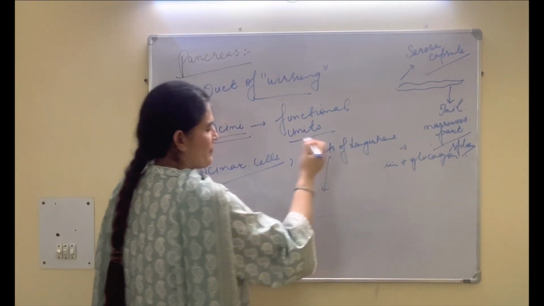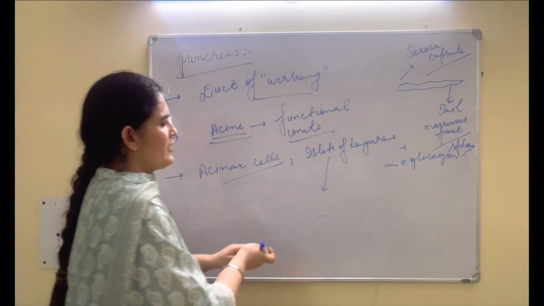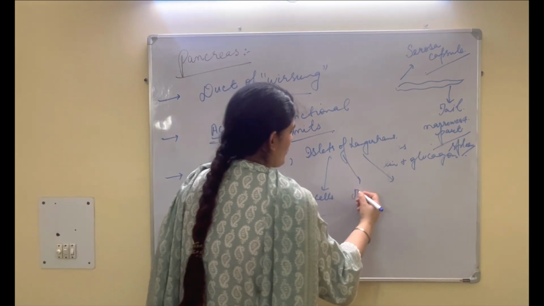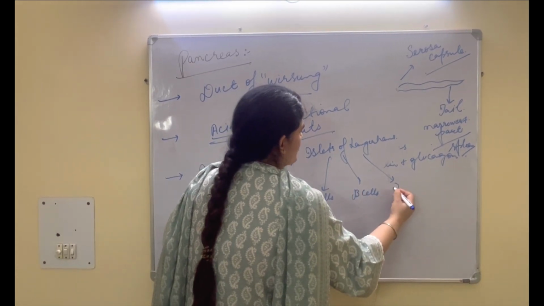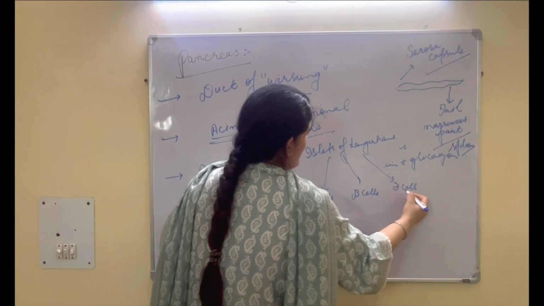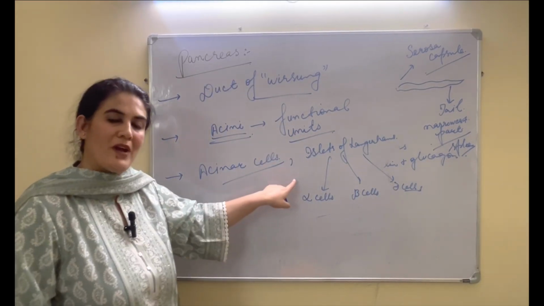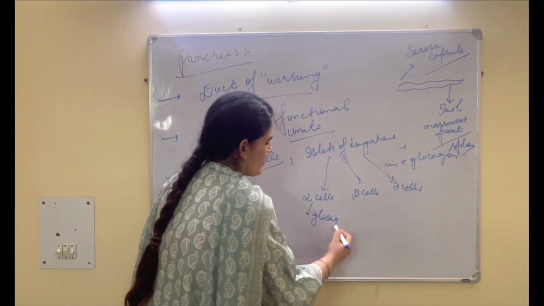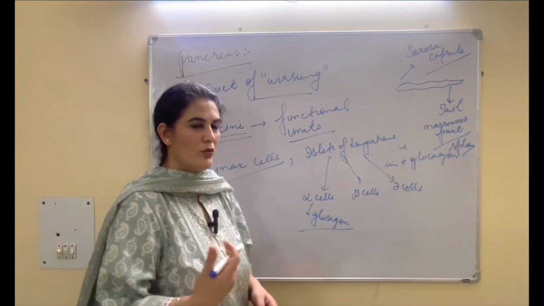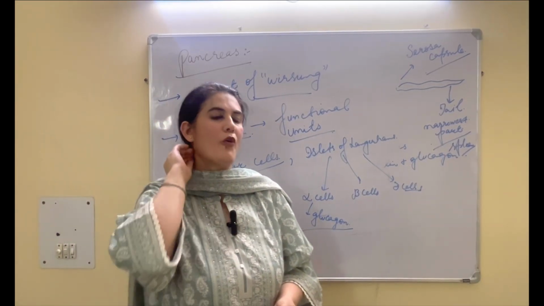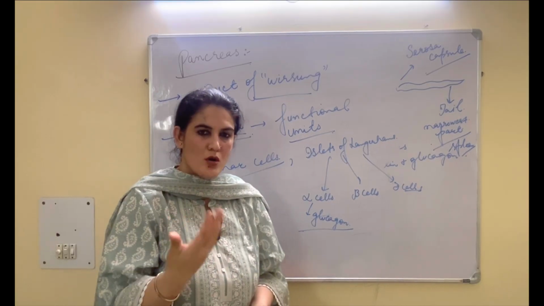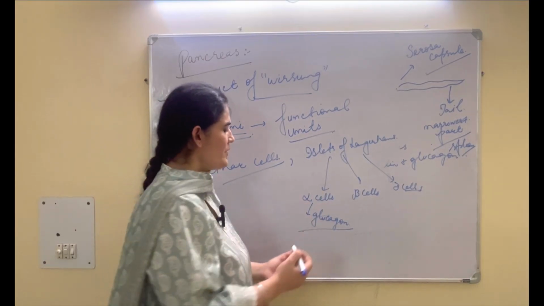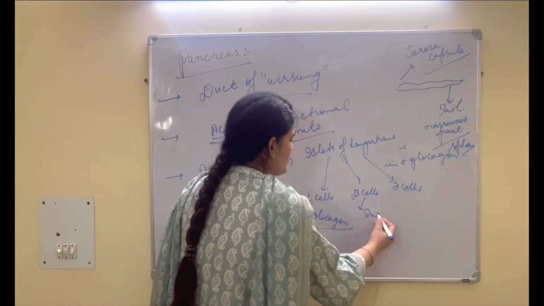These islets of Langerhans are a group of cells, and they contain three types of cells: alpha cells, beta cells, and delta cells. Now what is the function of alpha cells, students? Alpha cells release glucagon. When there is a deficiency of glucose in our body, glucagon gets converted into glucose. We had already discussed this in the previous lecture. And then beta cells release insulin.